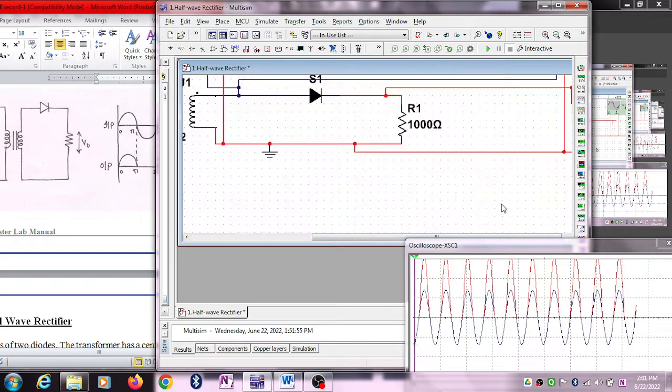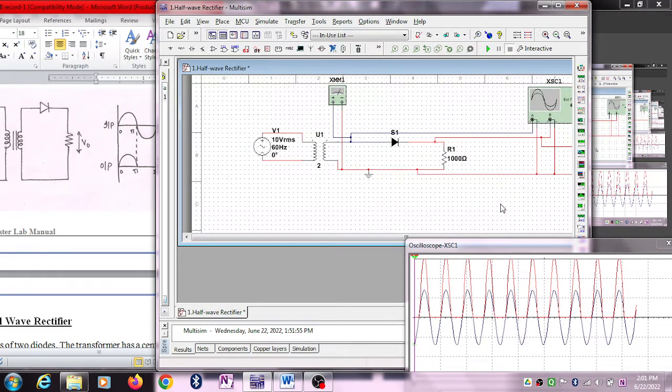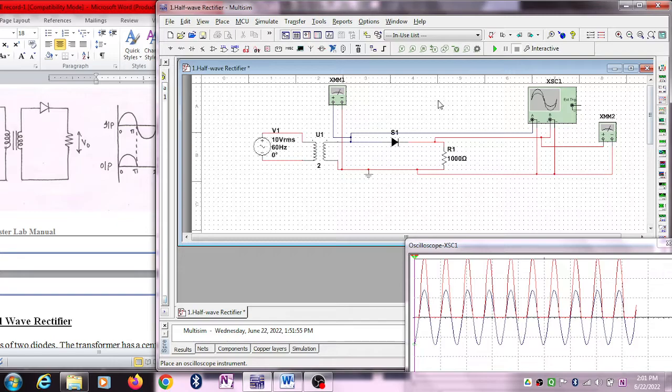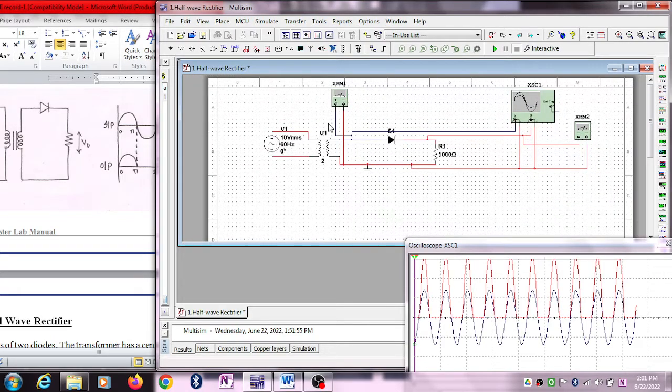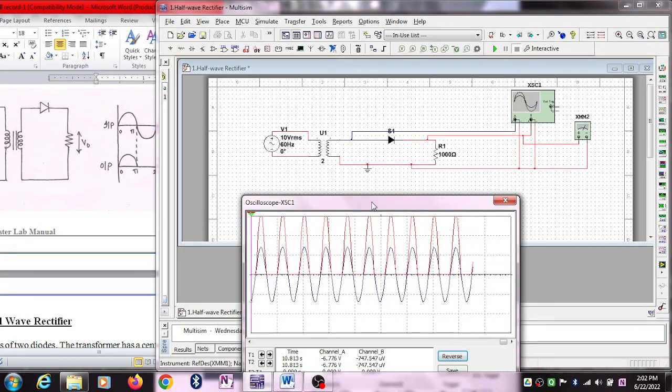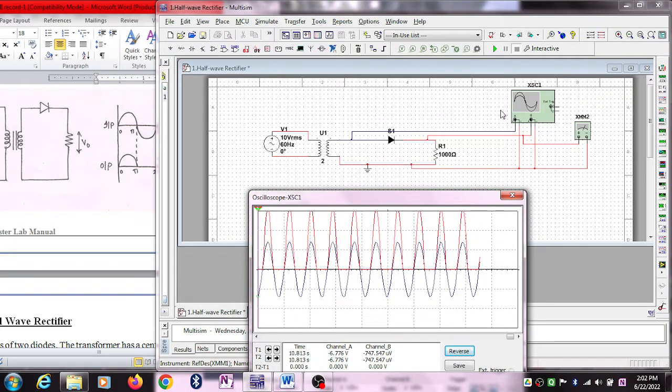You are constructing this: a transformer connected to this voltage here, and then this is connected to our resistor, and the resistor back to this. Here you are connecting an oscilloscope and also a multimeter. The multimeter is to measure the voltages. You can also measure using the oscilloscope.